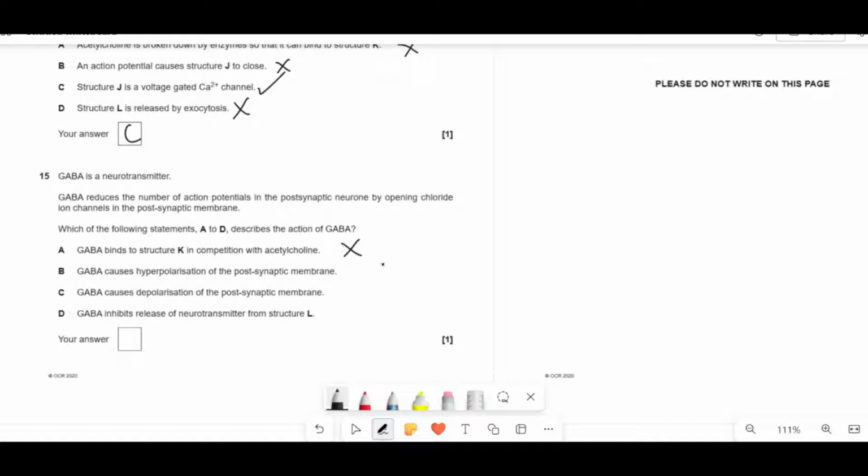GABA causes hyperpolarization of the postsynaptic membrane. Well, I just said yes, because the chloride ions are moving in, making it more negative, so you need more depolarization to get a generator potential, action potential, and so forth, so it's B. GABA causes depolarization of the postsynaptic membrane. No, it does not. GABA inhibits the release of the neurotransmitter from that. No, it does not, so it is B.